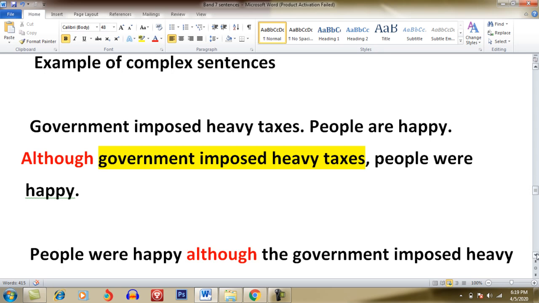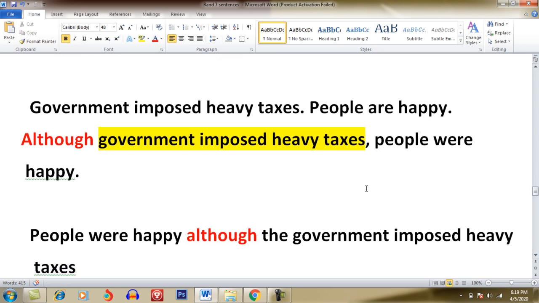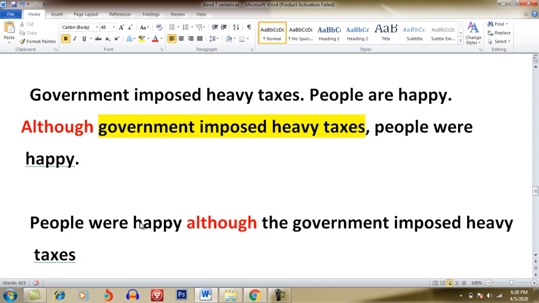Another example. Here is the logic: if you want to construct a complex sentence and you want to start with the dependent part, like "although the government imposed heavy taxes," now this is the dependent part, so you have to put a comma here: "Although the government imposed heavy taxes, people were happy." But if you want to start with the independent part, like "people were happy," now this is the independent part, so there is no need for a comma: "People were happy although the government imposed heavy taxes."